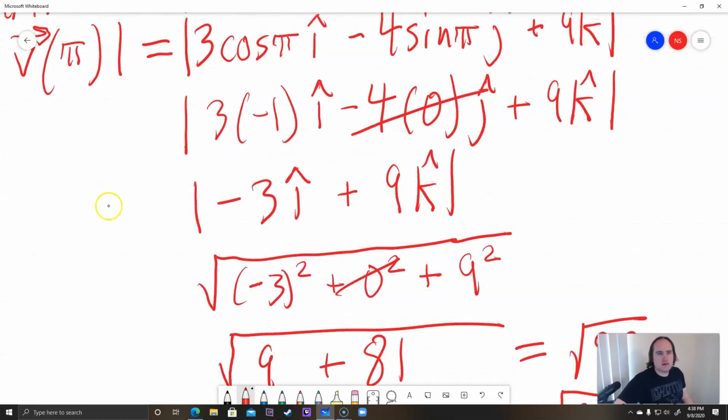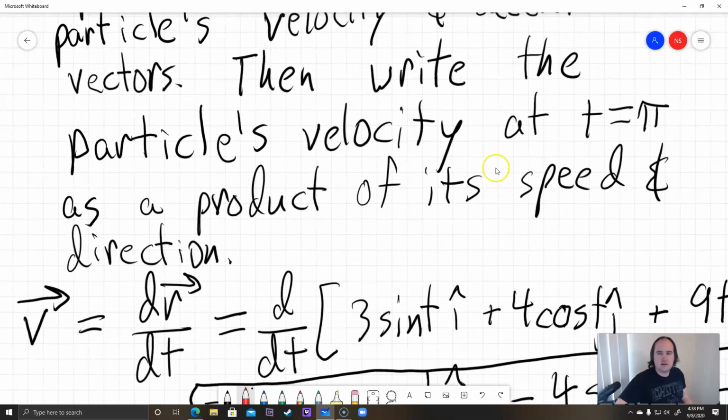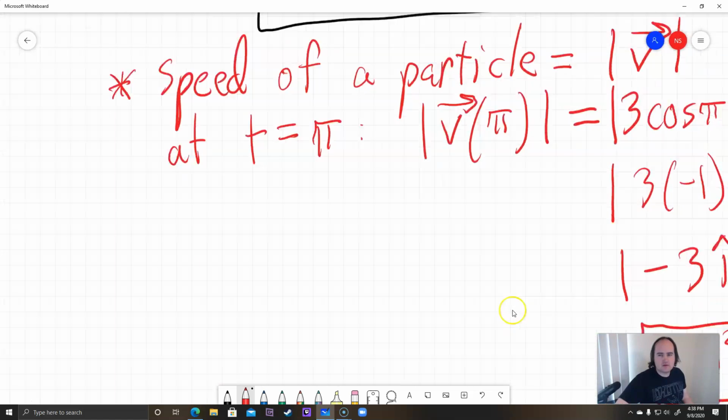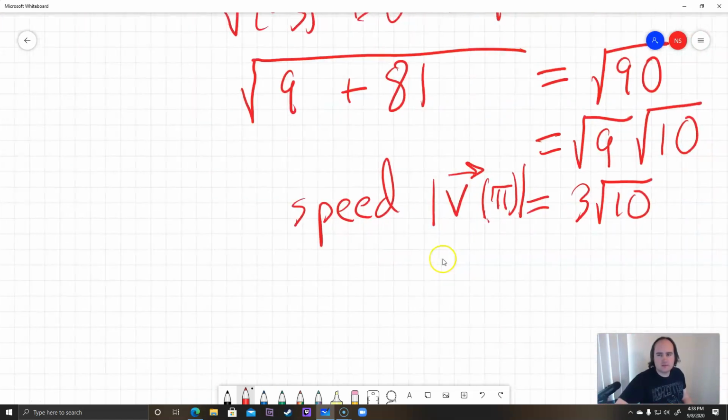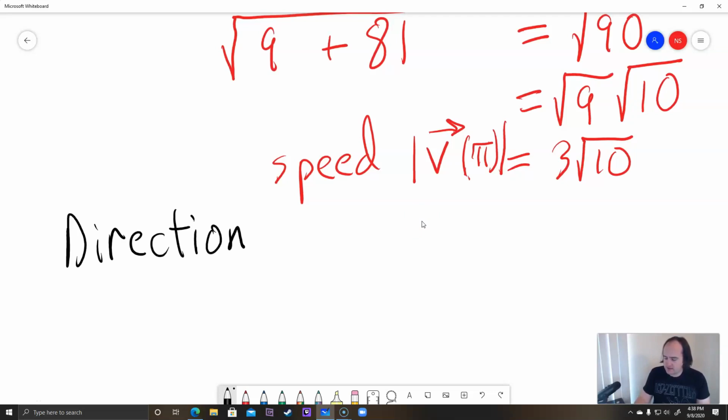And then they asked us to actually express the velocity as a product of its speed, which we just found, and its direction. So I don't know if you remember direction from one of our earlier lectures, but here's our speed. So that's our speed, and then the direction. The direction is actually just equal to the velocity v divided by the length of v. Okay?